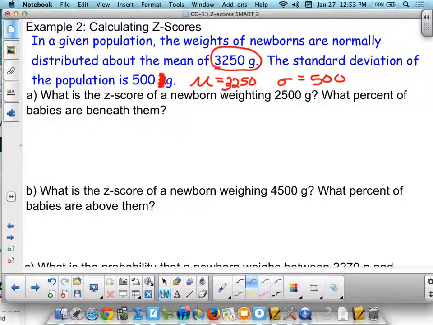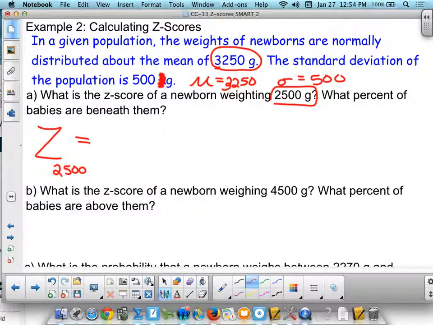You're right. All right, but don't talk about yourself. All right, here we go. What is the Z-score of a newborn weighing 2,500 grams? What percent of babies are beneath that baby? Okay, so you have a baby that weighs what? 2,500 grams. What's the Z-score for a 2,500 gram baby?